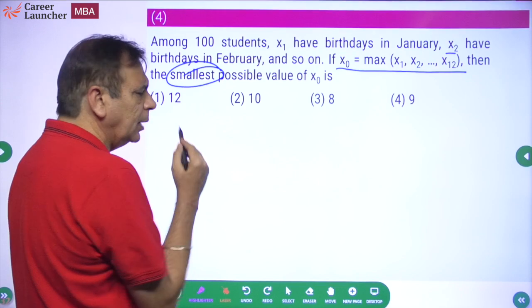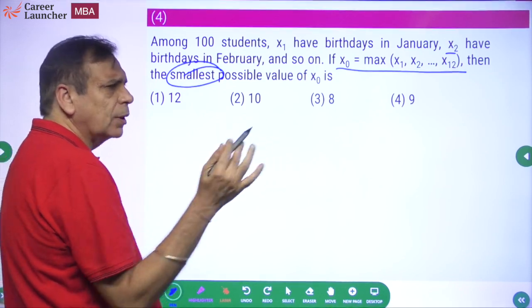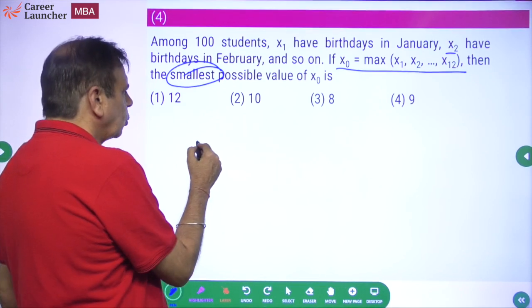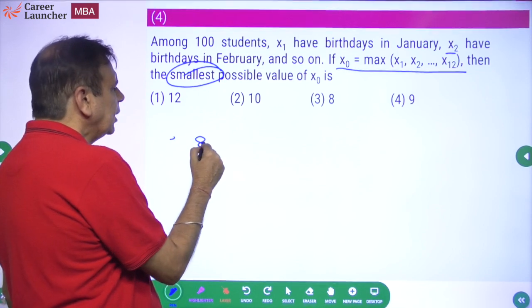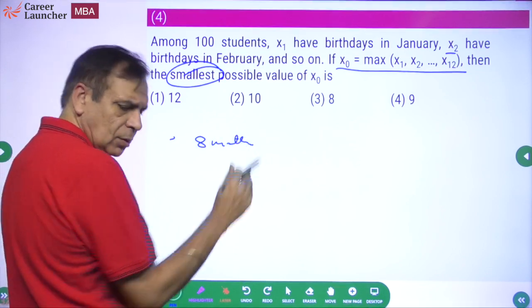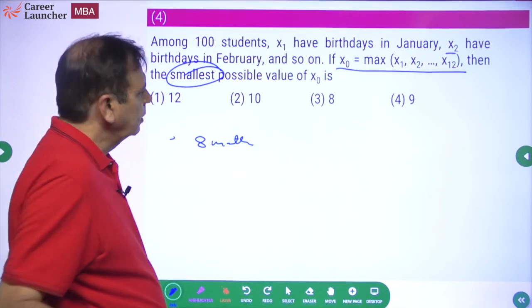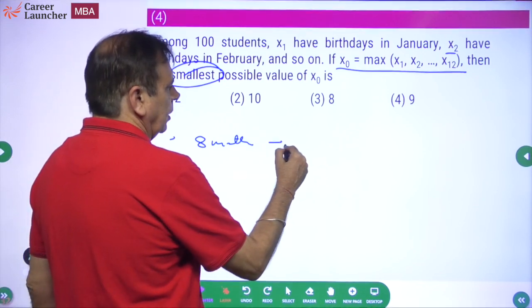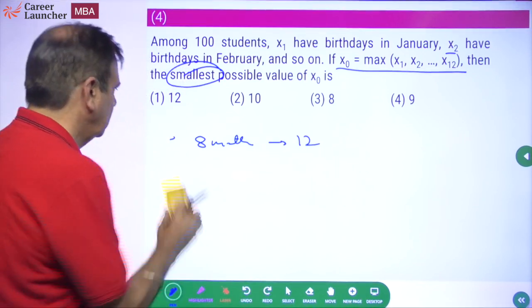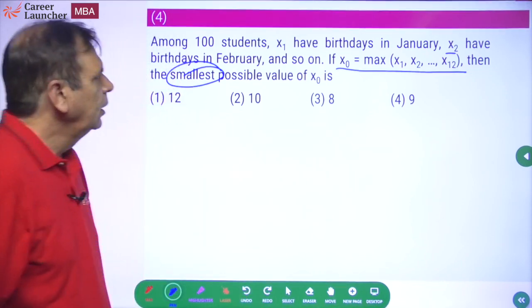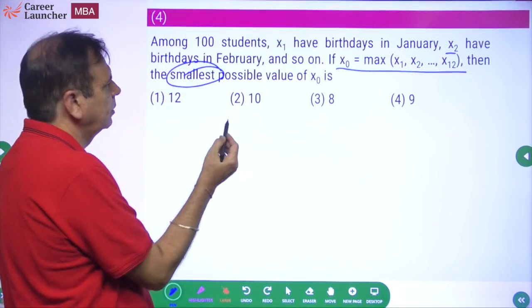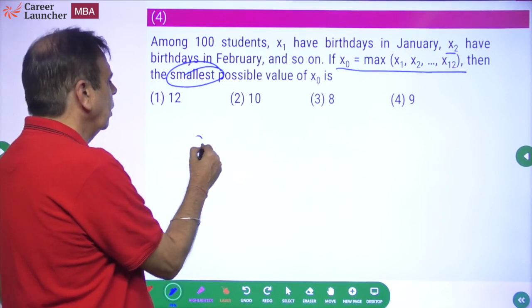So how many people are there? 100. So if each one of the 100 by 12 is 8 months. Okay. So if you look at this thing, we have 12 into 8 is 96. So if we have 8.